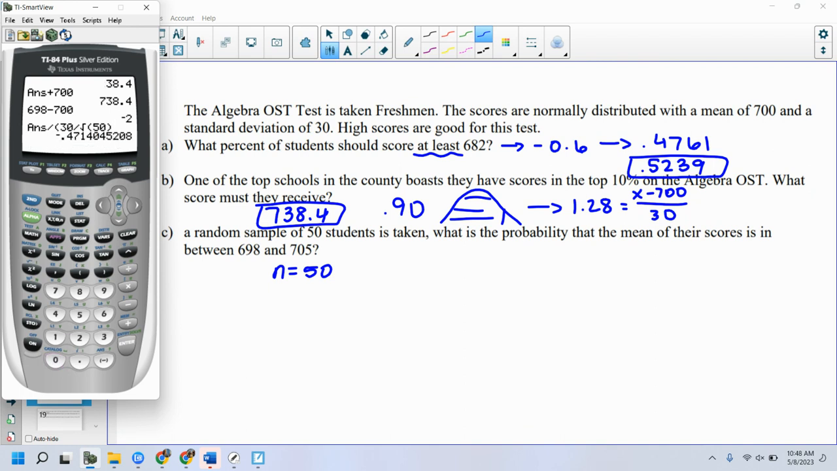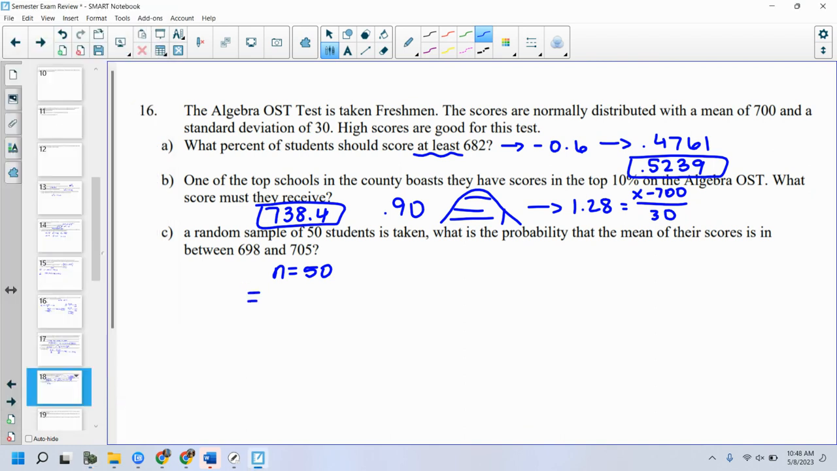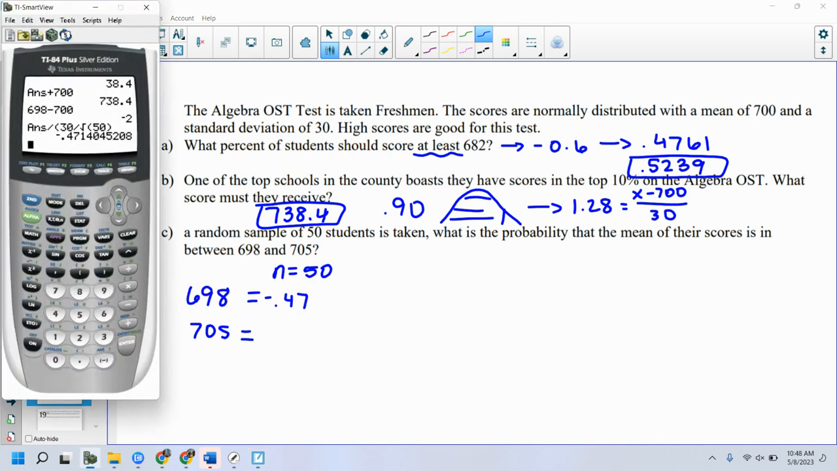Okay, so negative 0.47. Negative 0.47, that's 698. Oops, I wrote 688. That's the z-score for 698. Let's find the z-score for 705. So basically 5 divided by 30 divided by the square root of 50. 1.18.